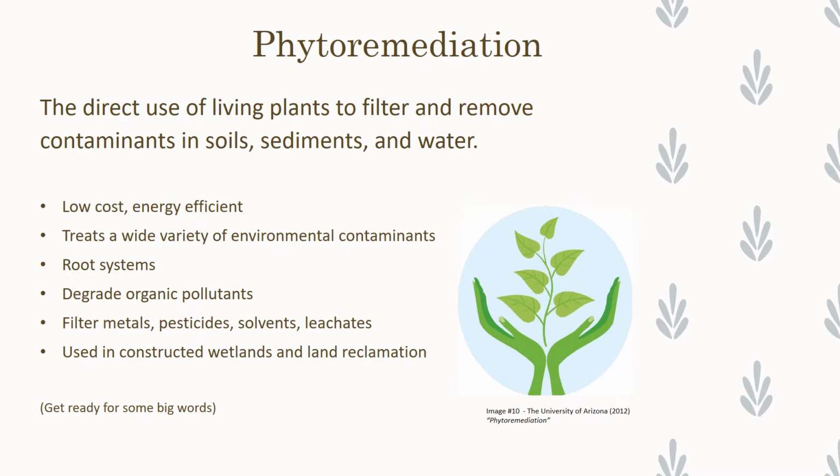Phytoremediation is the direct use of living plants to filter and remove contaminants in soils, sediments, and water. It is a low-cost and low-energy technique and is useful for treating a wide variety of environmental contaminants. Plant root systems can degrade organic pollutants and stabilize metal contaminants by acting as a trap. They can be used to clean up metals, pesticides, solvents, crude oil, and landfill leachates. Native plants are used for phytoremediation in sites such as constructed wetlands and areas impacted by human activities.